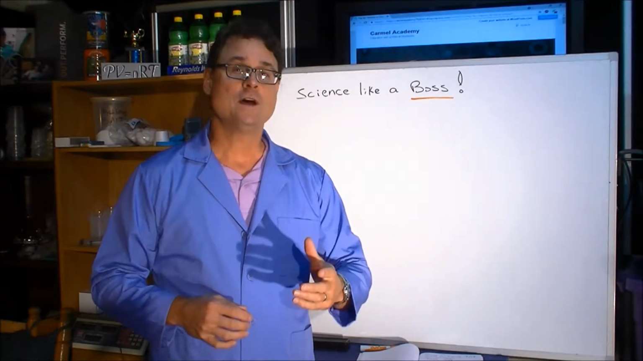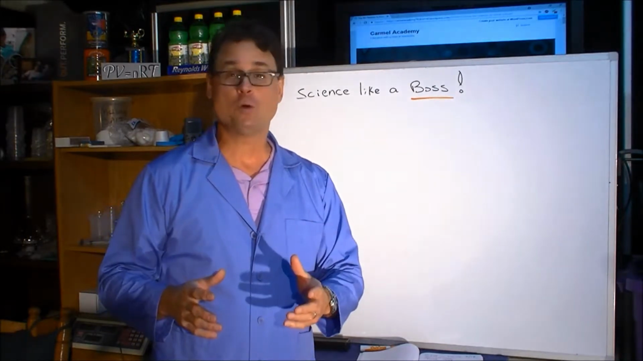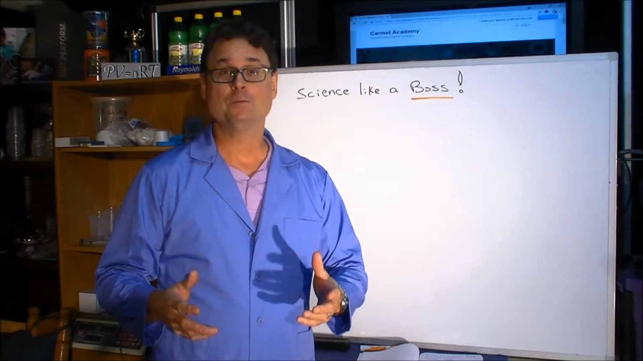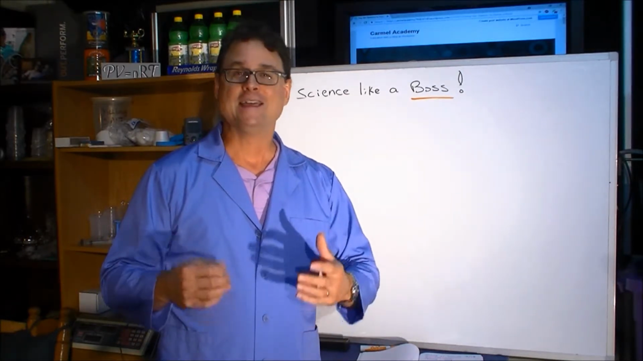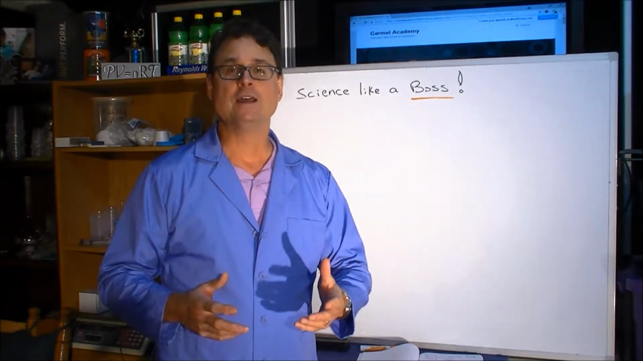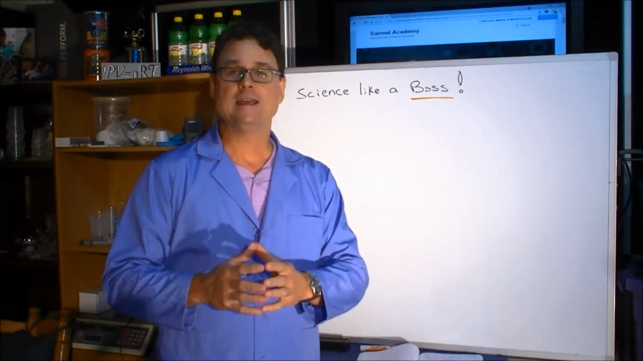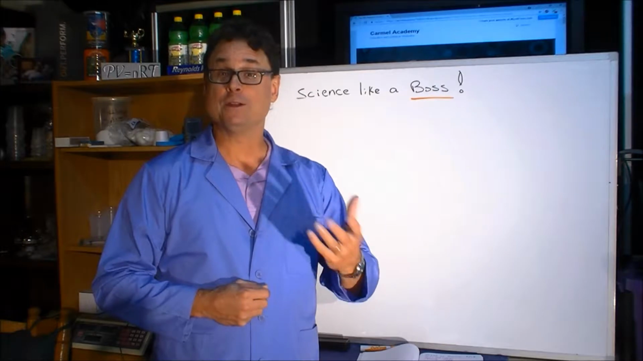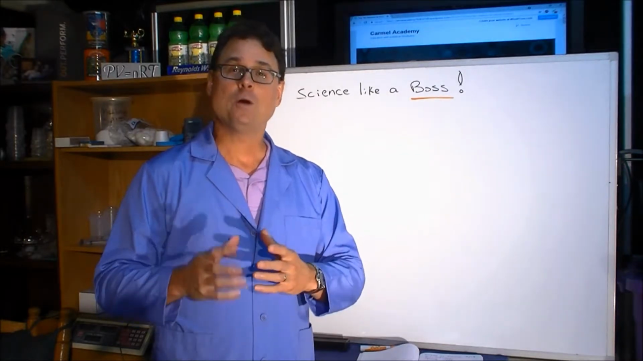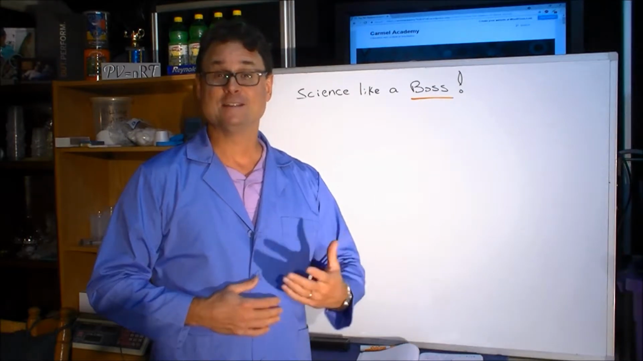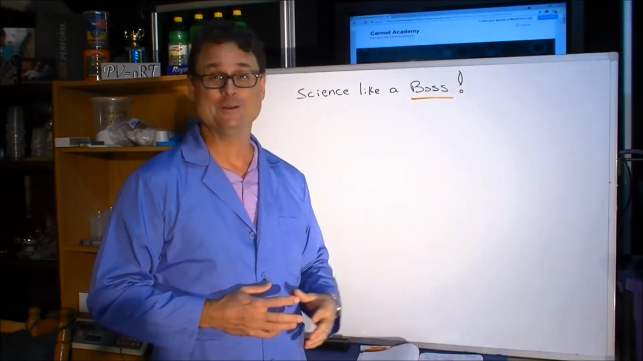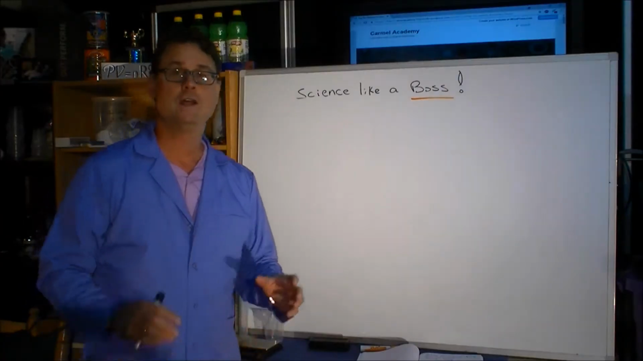In Genesis 1, God said to be fruitful and multiply, fill the earth and subdue it, to rule over the fish of the seas and the birds of the air and everything that moves along the ground. So God created man to exercise rulership and authority over creation. And part of that rulership and authority comes through the exercise and the discipline of science. So we know we can do science like a boss.